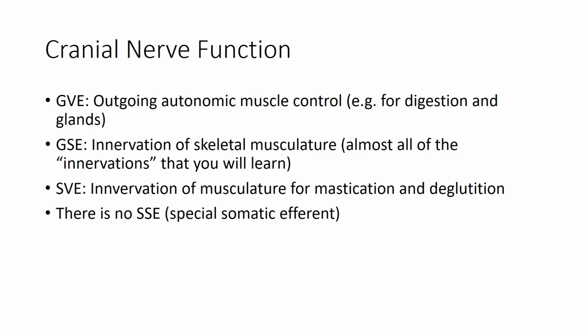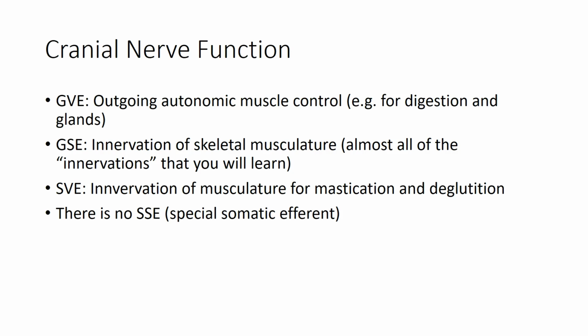Our special visceral efferent is going to be innervation of the musculature that's involved in our visceral system, which in our case is going to be for chewing and swallowing, and our fancy names for that are mastication and deglutition.